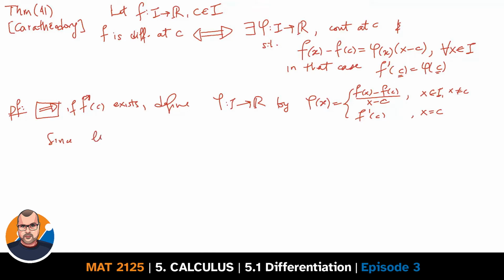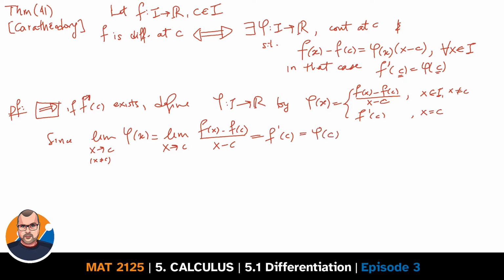Now, let's compute the limit when x goes to c of phi at x. Well, when we compute the limit, x is in general not equal to c, right? And so we find ourselves in the first branch of the function. This would be the limit when x goes to c of the differential quotient, which by differentiability of the function f is exactly the derivative of f at c. And by construction, this is exactly phi at c. So what this means is that phi is continuous at c.